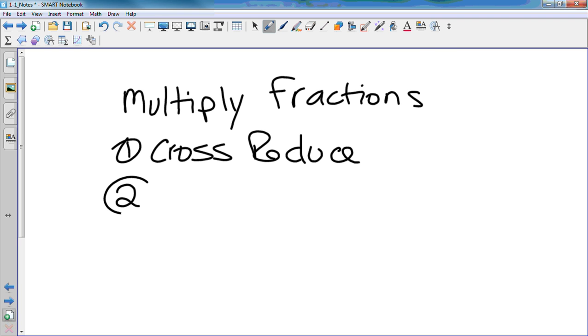Step 2. Multiply. Does anybody know what the top numbers are called? Numerators, and multiply the what?